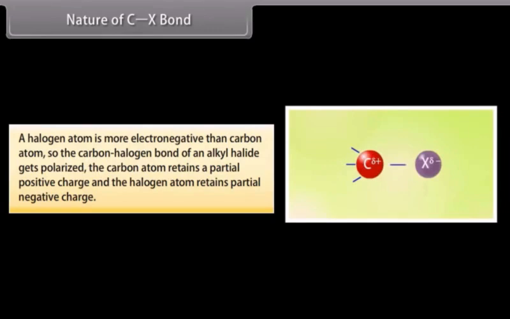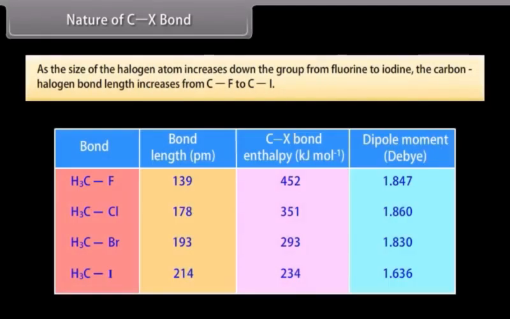Nature of C-X bond. A halogen atom is more electronegative than a carbon atom, so the carbon-halogen bond of an alkyl halide gets polarized. The carbon atom retains a partial positive charge and the halogen atom retains a partial negative charge. As the size of the halogen atom increases down the group from fluorine to iodine, the carbon-halogen bond length increases from C-F to C-I.